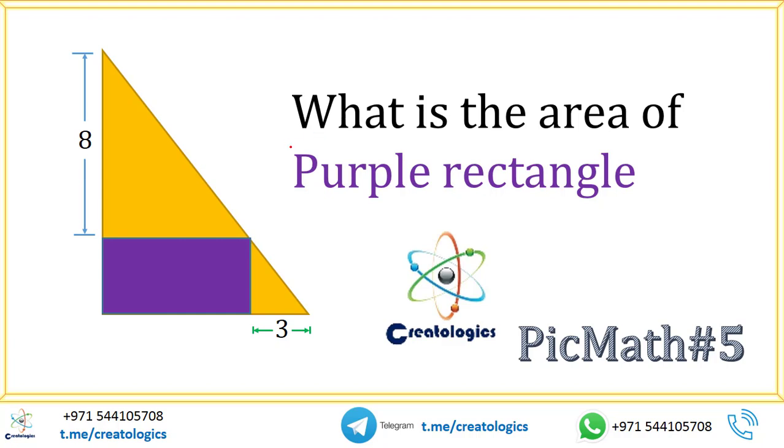Here in this question we are given a triangle, and this side length is given as 8 units from here to this point, and this is given as 3 units. We need to find the area of this purple rectangle.